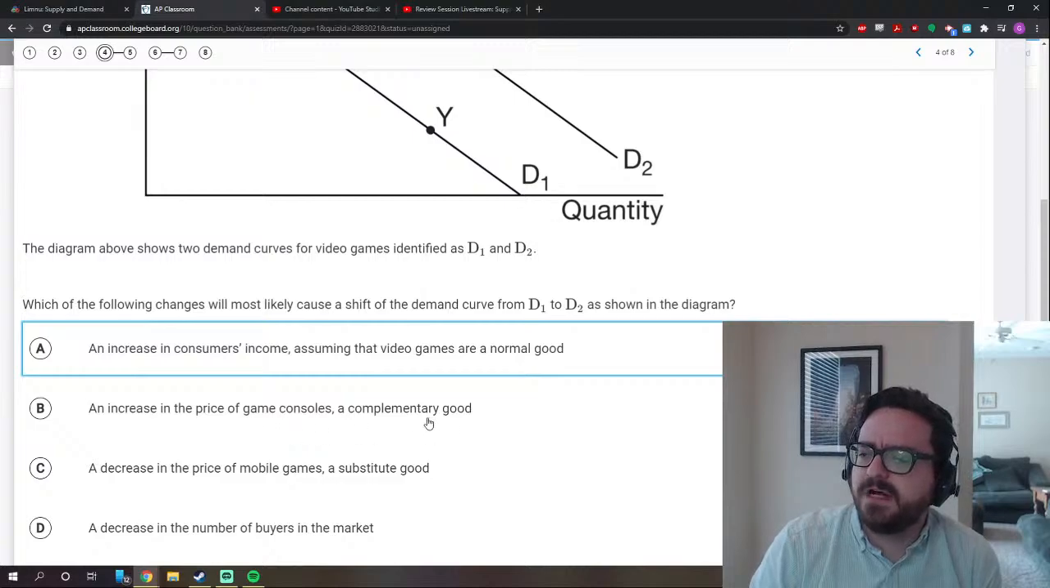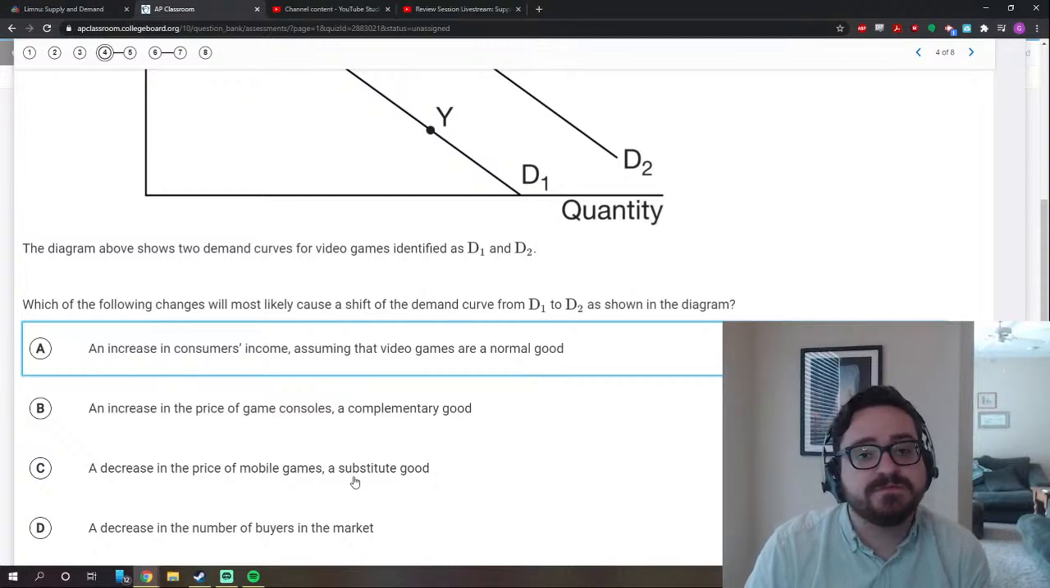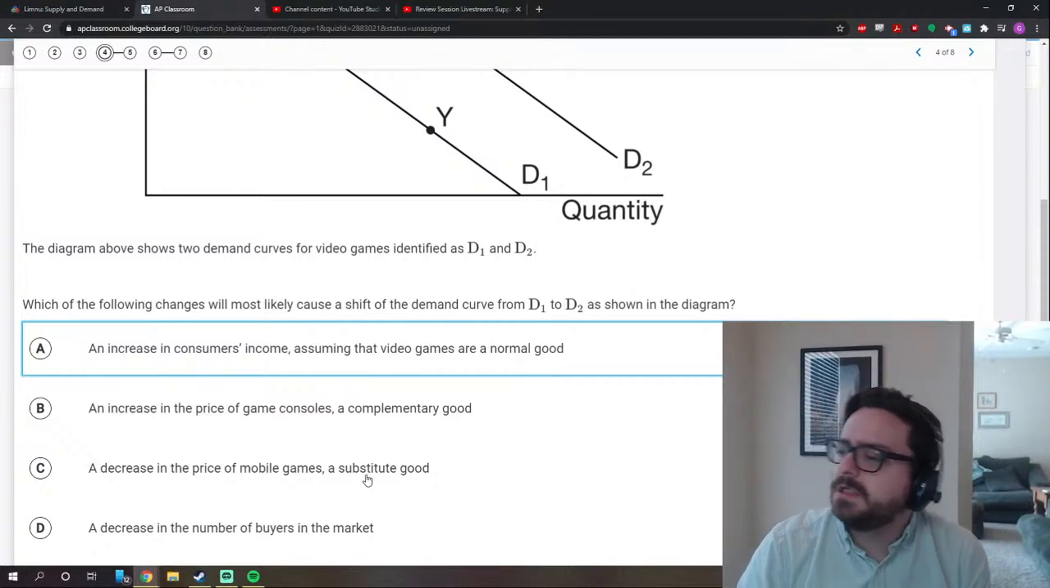Increase in the price of game consoles, so A works. Increase in the price of game consoles, a complementary good. If game consoles are more expensive, I wouldn't want video games as much, so it would decrease my demand. Decrease in the price of mobile games, a substitute good. If mobile games were cheaper, I'd buy more of those, and I wouldn't want regular video games as much because they are filling that hole in my heart.